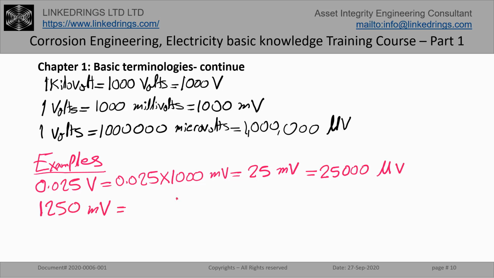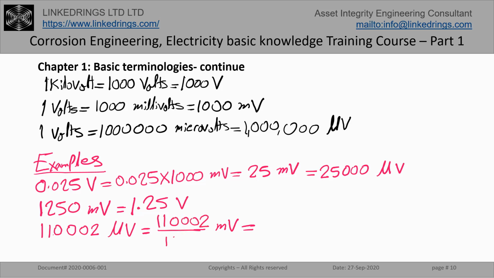1250 millivolts. How many volts? Okay, we divide by 1000. So it is 1.25 volts. Okay, this, 110,002 microvolts. How many millivolts? Oh, we divide by 1000. So it is 110.002 millivolts. How many volts? Again, we divide by 1000.